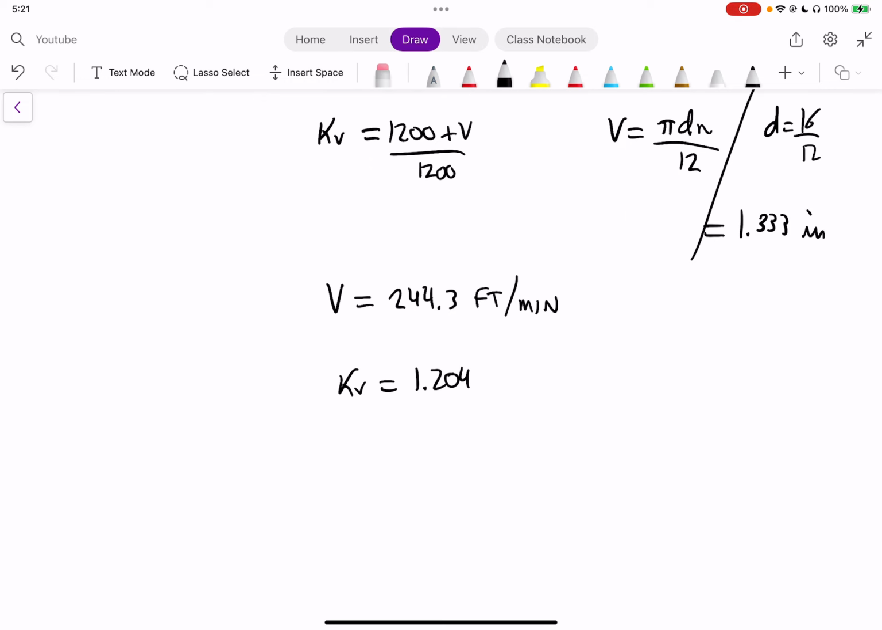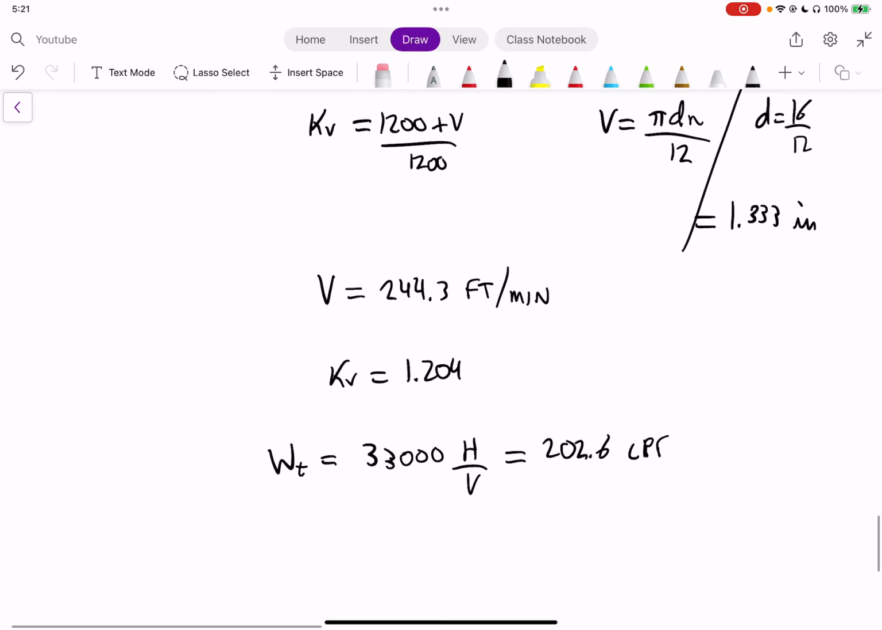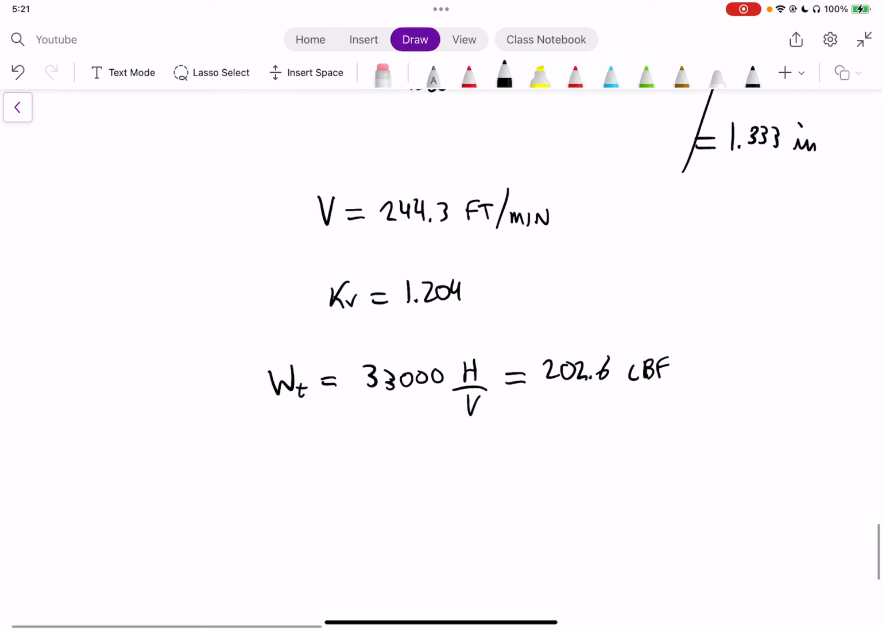Now, the next term we have to find is WT based on our equation above. WT is equal to 33,000 times H over V. And that's equal to 202.6 pound force. Okay, I'm going a little bit faster through these problems just to make sure, because we already know kind of how to solve all this.